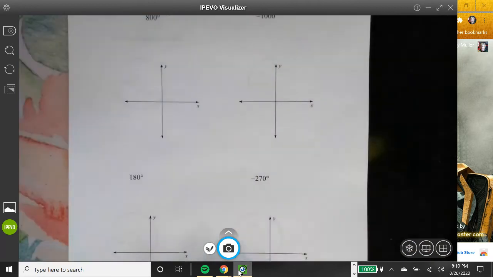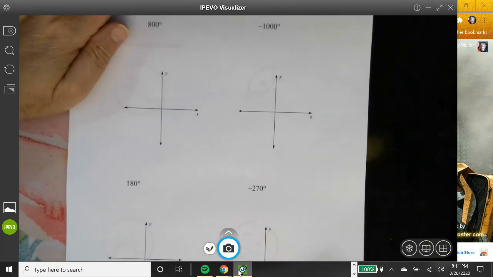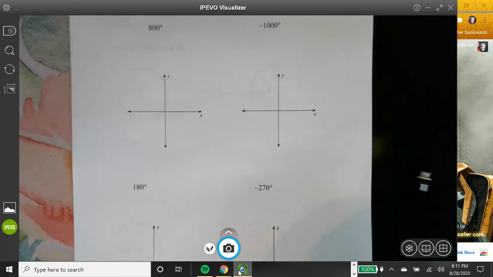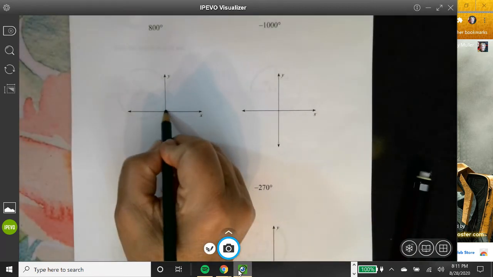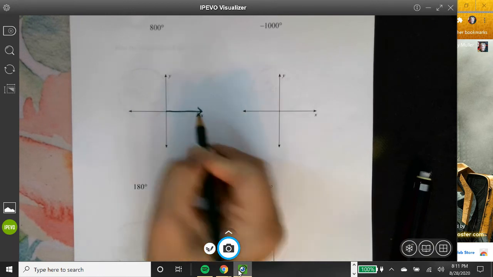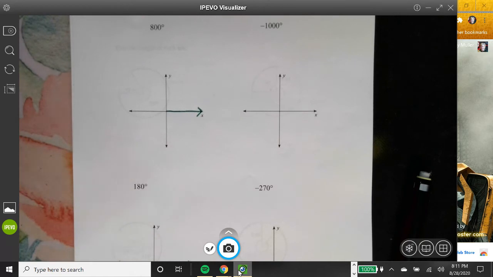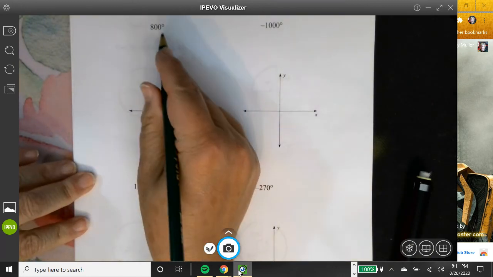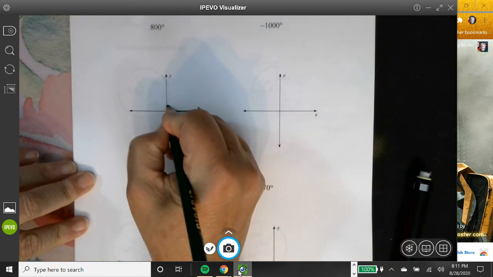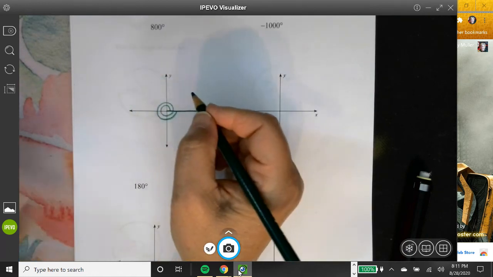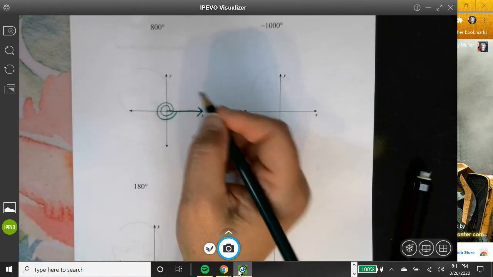Okay, more practice, because practice makes us better. 800 degrees. Well, our angles are getting bigger. Here we go. Positive x-axis is our initial side. Now, 800. Well, twice around is 360 times 2. This is a positive rotation, so we're going to go counterclockwise. 1, 2. So that's 720, but I have to go to 800.